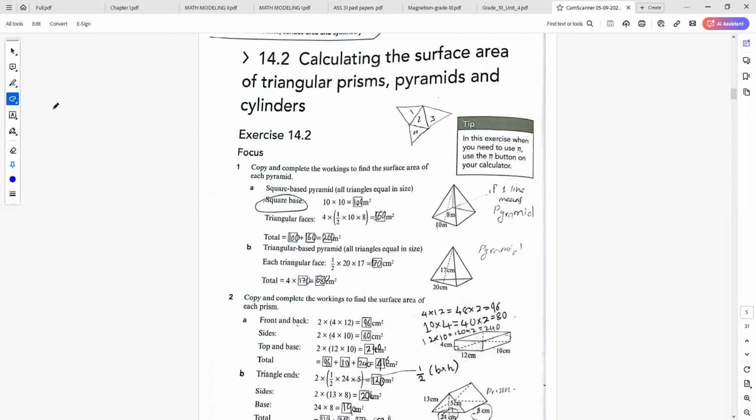In the previous video, I explained the volume of prisms. Now, in this video, I will explain 14.2, calculating the surface area of triangular prisms, pyramids, and cylinders. So, all these are 3D objects.